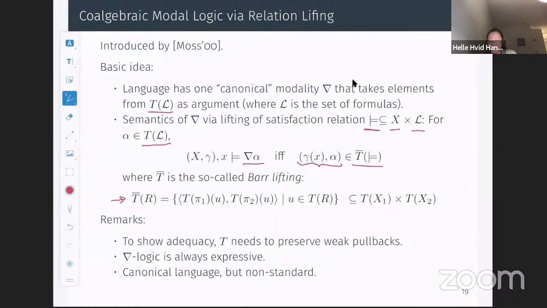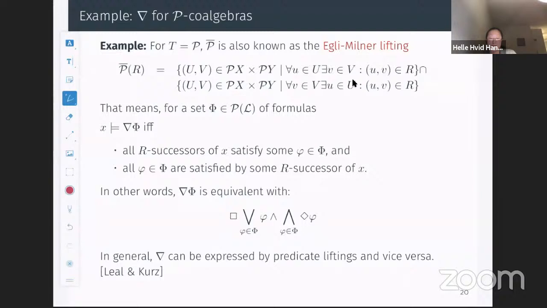for various functors. One example, where it has been explored already, is the covariant power set functor, where the bar lifting of the covariant power set functor is also known as the Egli-Milner lifting. And it is basically the following that you see here. And you will recognize here the bisimulation conditions. If you remember, bisimulations were also defined as post-fixed points of this operator defined in terms of this relation lifting. And now you see where the back and forth condition comes from.